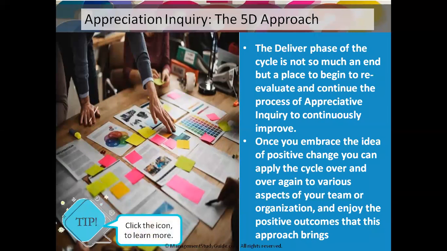The deliver phase of the circle is not so much an end, but a place to begin to reevaluate and continue the process of appreciative inquiry to continuously improve. Once you embrace the idea of positive change, you can apply the circle over and over again to various aspects of your team or organization and enjoy the positive outcomes that this approach brings.